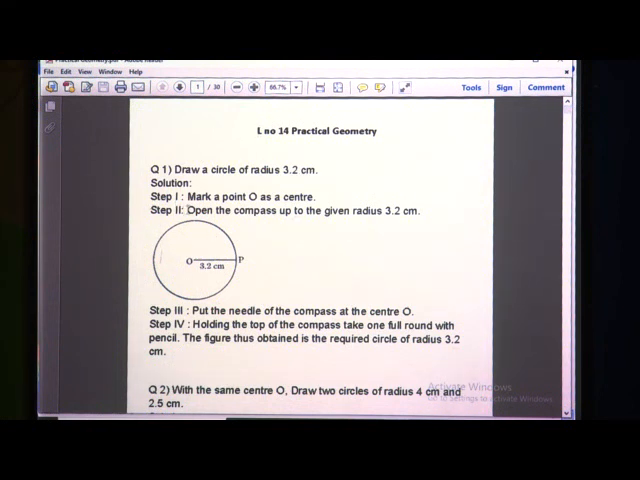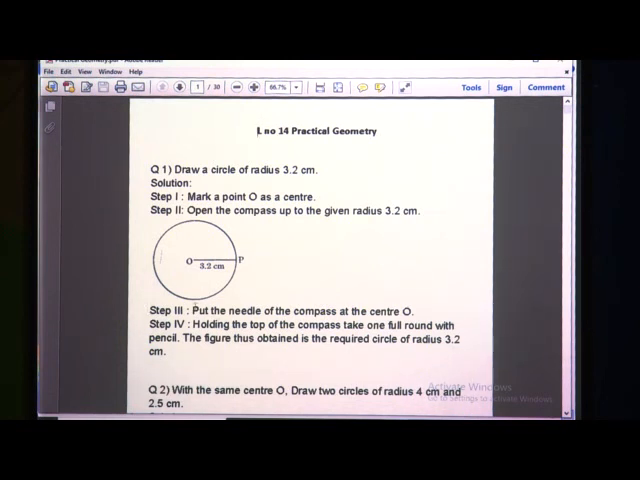Step 1: mark point O as the center. We have marked a point O as the center, which is the fixed point. Step 2: open the compass up to the given radius 3.2 centimeter. So we have taken a ruler and marked the radius 3.2 centimeter using the ruler and compass.